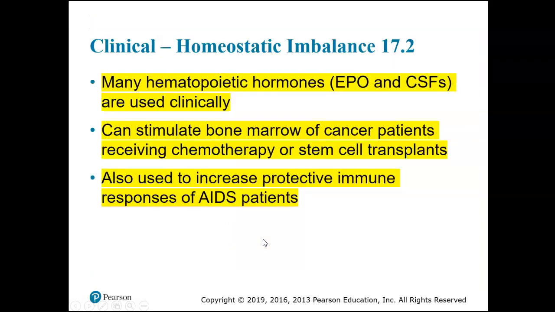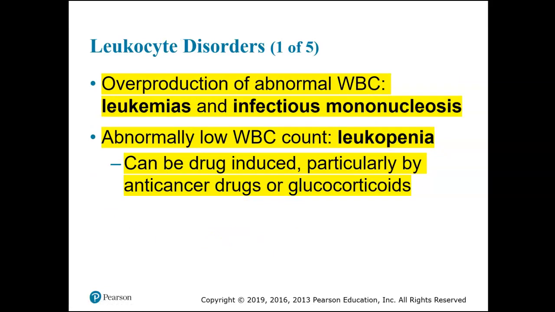So the only thing you're not seeing that the myeloid stem cells also give rise to are the red blood cells and platelets. Now, there are many hematopoietic hormones like EPO and colony-stimulating factors that are used clinically. They can stimulate the bone marrow of cancer patients that are receiving chemo or stem cell transplants. And EPO and colony stimulating factors are also used to increase the protective immune response of AIDS patients.